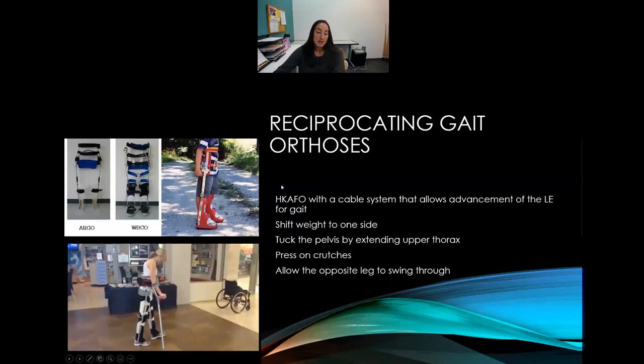It also goes from the hip down. It's a cable system that allows for advancement of the lower extremities. So when you shift your weight to one side and tilt your pelvis by extending your upper back, then press on the crutches, that leg that you're leaning away from will swing forward. It's allowed to advance in that way. So as you shift your weight off, that leg advances. And then when you shift the weight onto the other leg and also tuck the pelvis, extend the trunk, it will advance as well. So it's a way of allowing someone to get reciprocating gait, even if they don't have the strength in their legs to do it.